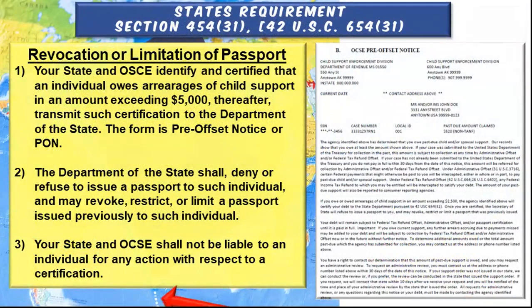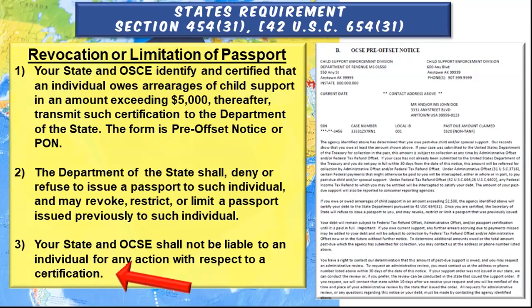So let's move on. The states are required under section 454(31) as well as 42 USC 654(31) to put a program in place for the suspension of your passport. One of the first requirements, which was first set at, is if you're in arrears an amount exceeding $5,000. When that happens, the Title IV-D program prepares what is called a pre-offset notice, or a PON document. And inside this document, they list your arrears as well as other key information.